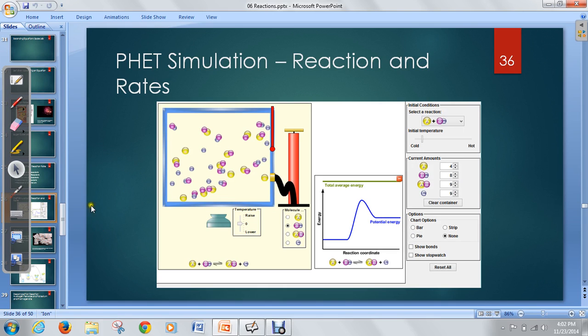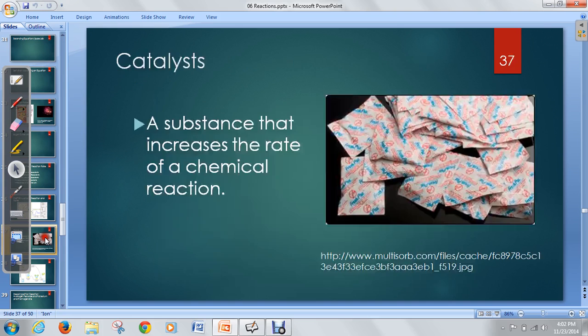Okay, now we said the presence of a catalyst. So let's talk about what a catalyst is. Okay, so a catalyst is a substance that increases the rate of a chemical reaction. Okay, so its job isn't to react with the other chemicals. Its job is just to make the reaction occur faster.